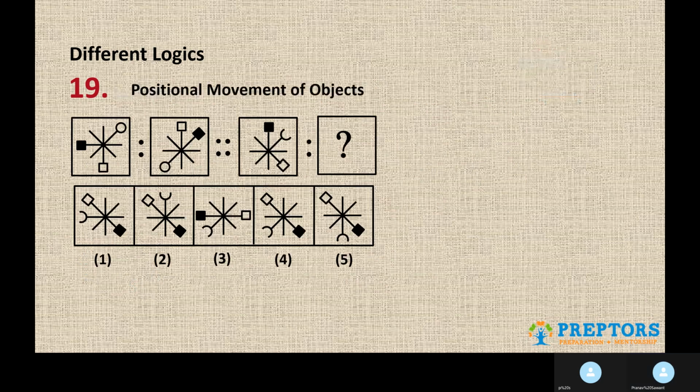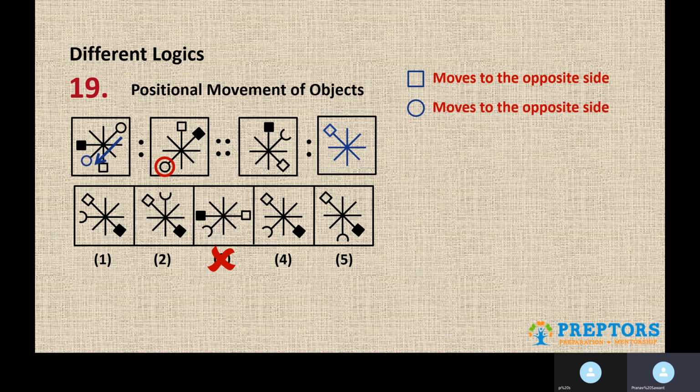Move to this. Now let's see positional movement of objects. So this goes to top, moves to opposite side. So this will also move to opposite side in the answer figure. Option 3 is gone. Circle moves to opposite side. Circle will also move to opposite side. So this figure, the semicircle type figure, will move to opposite side. Hence option 1, 2, 3 and 5 are eliminated. We are left with option 4. So option 4 is the answer. Now the square type, the filled square, moves 3 steps in clockwise direction, but we already got the answer, hence option 4 is the answer.